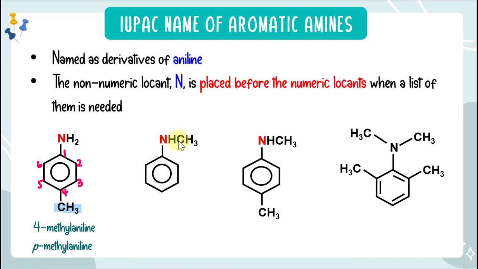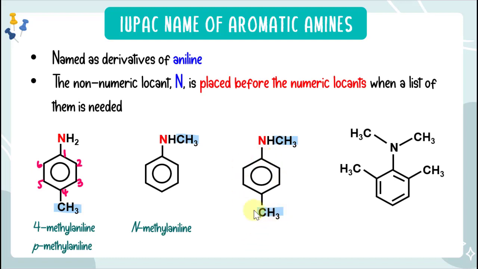For the second structure, the methyl is placed on the nitrogen. We have a secondary aromatic amine here. On the nitrogen, we have 1 aryl group and 1 alkyl group. So 2 hydrogens on the nitrogen are replaced with alkyl or aryl groups. So we have a secondary aromatic amine. The IUPAC name for this compound is N-methylaniline.